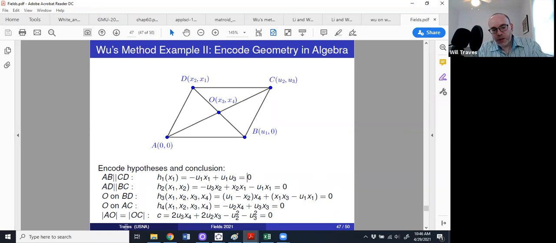And then the conclusion polynomial is saying that the distance from A to O is equal to the distance from O to C. And you get those just by the usual sum of squares. And we'll write that down. Okay. So that's our conclusion polynomial.